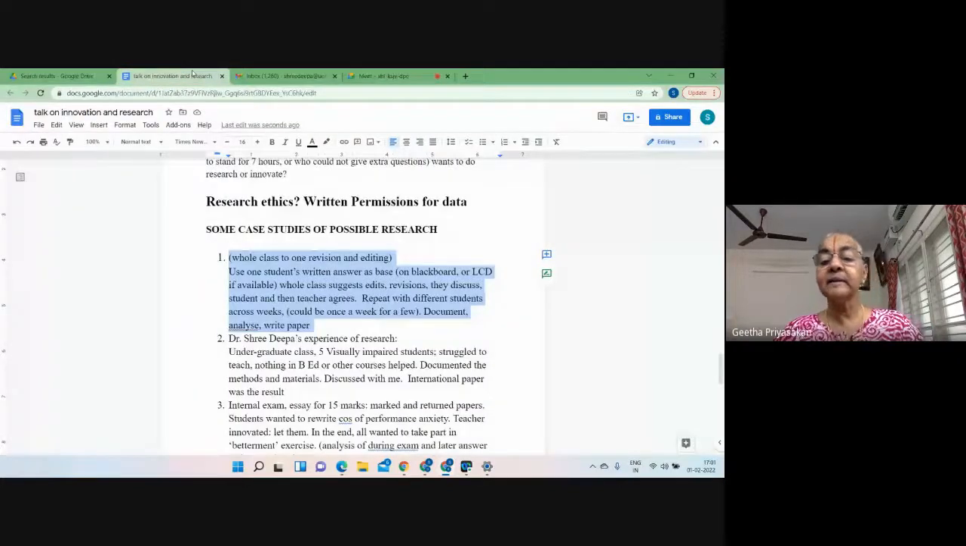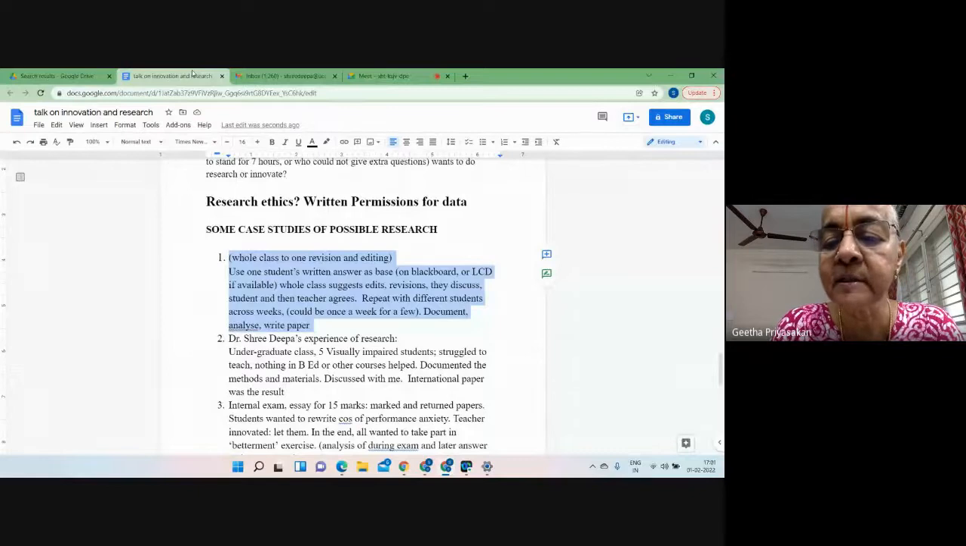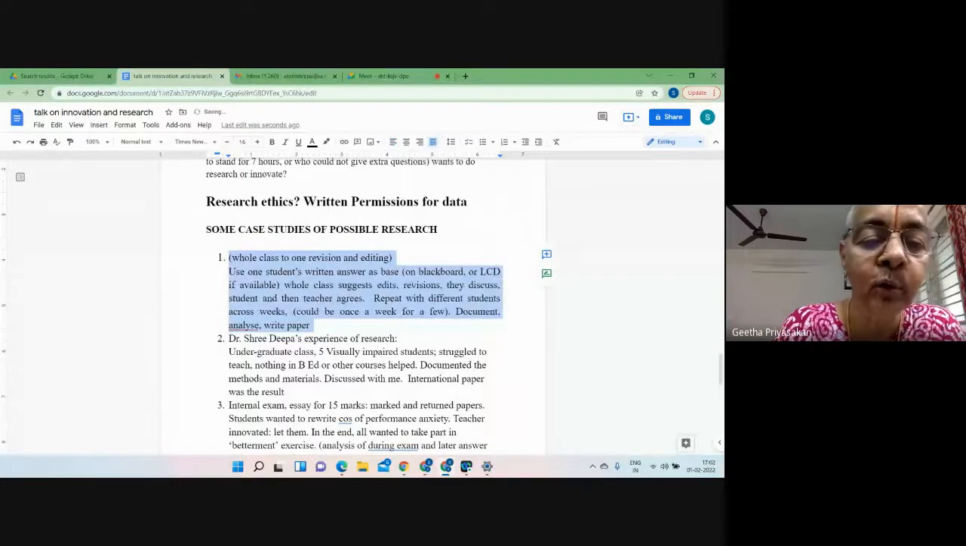Whole class to one. This was something that somebody tried out in a small state government school near the Sundarbans outside Kolkata, a rural area, with class 8 and class 9. His students would rarely submit their written homework. So what this person did was take one student's answer, write it up on the board, and ask the whole class to read it, with mistakes.